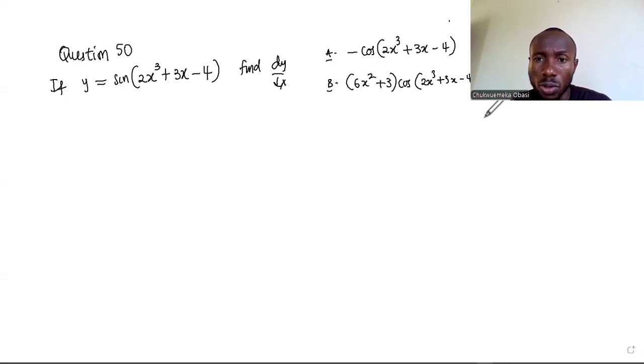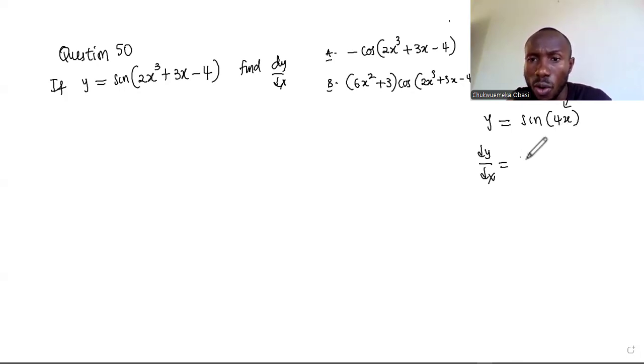So I told you, if you have y is equal to, let's say, sine 4x, for instance, and they want you to differentiate this function, the first thing you want to do is to differentiate the argument of sine, which is 4x. And when you differentiate 4x, you just get 4. And now you differentiate sine 4x as itself, so you're going to get cos 4x, right? That is how to differentiate functions like this.